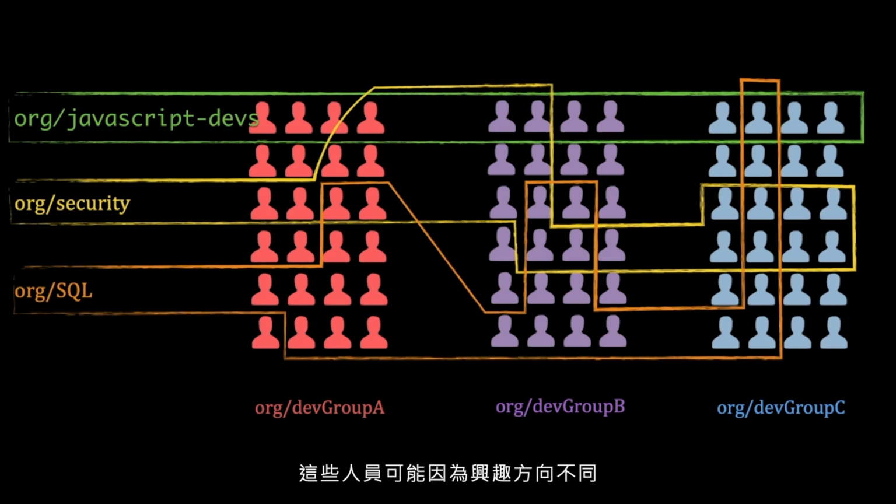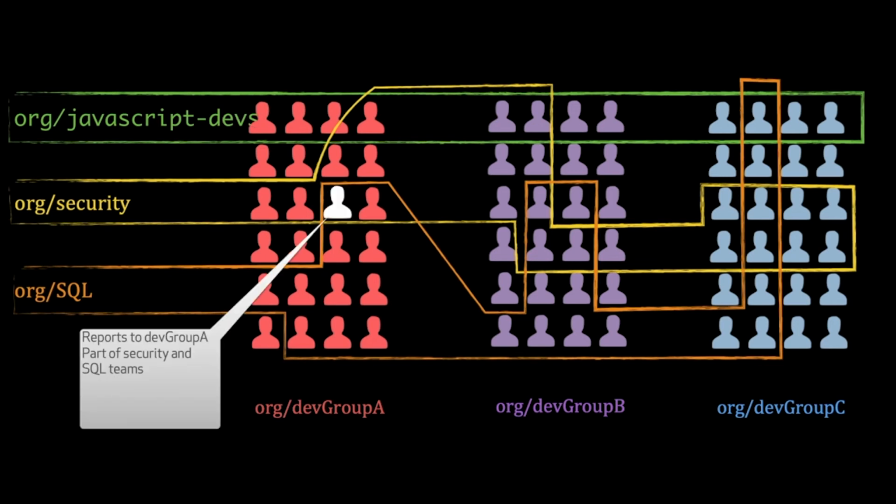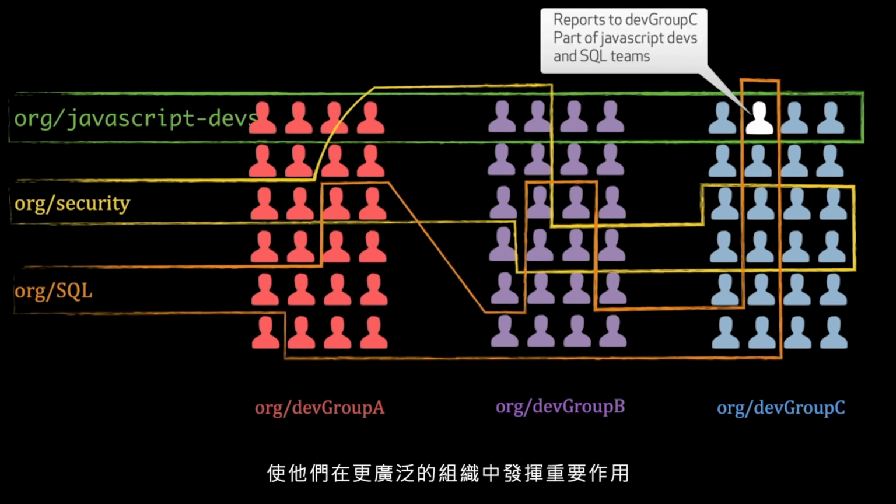And you might have these people sitting in multiple ad hoc teams because they share these interests, but it's really important to be able to find a way to connect these groups and allow them to collaborate outside of the structure of their organization to bring the learnings across teams and make your entire development organization stronger. You might have somebody who reports to Dev Group A and is part of security and SQL teams. Really, this is about their expertise and empowering them to be important parts of the broader organization.